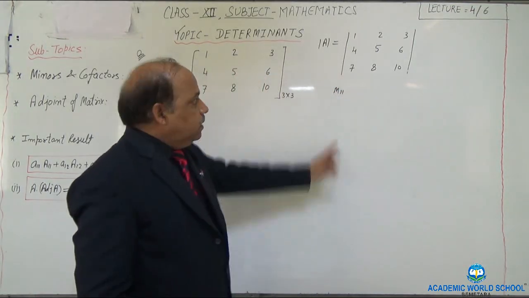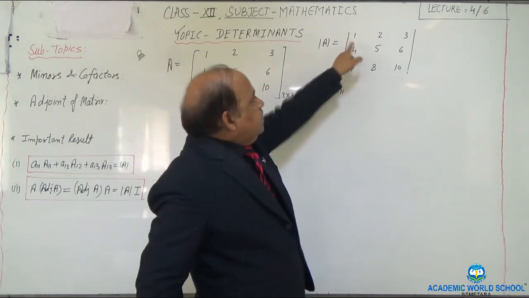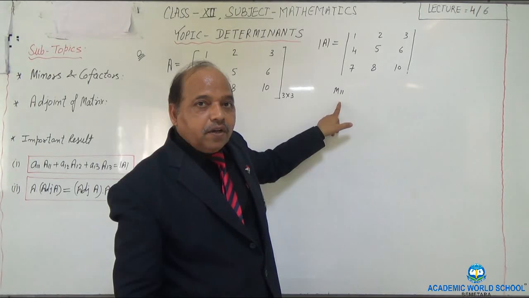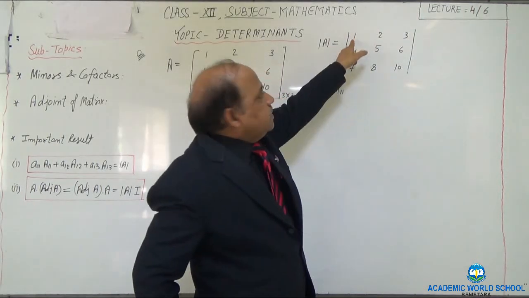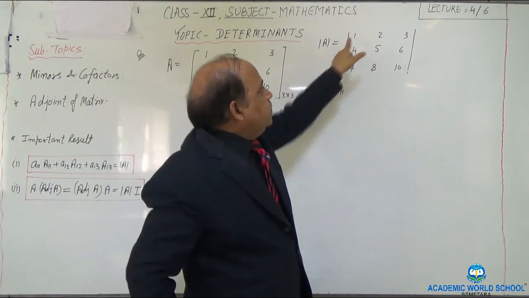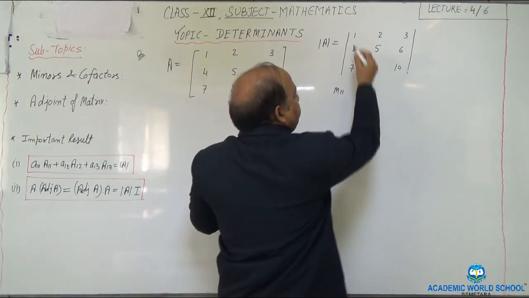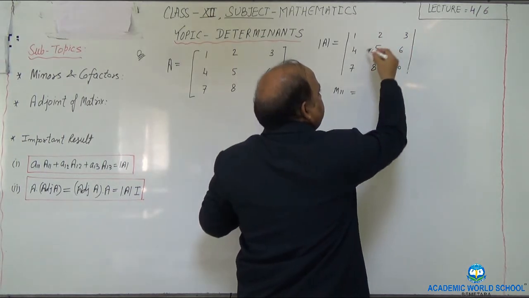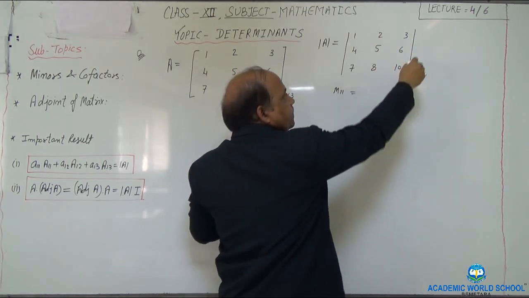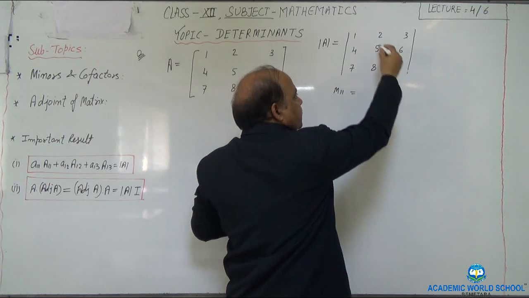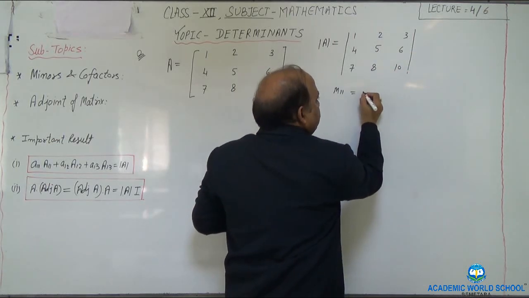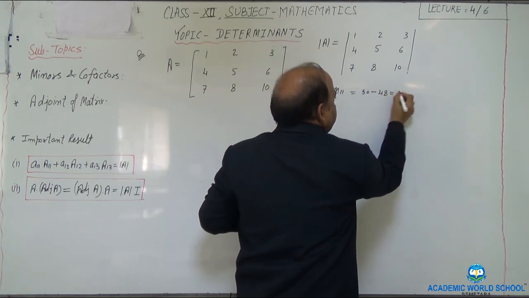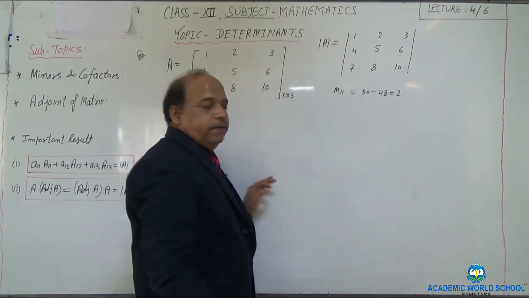M11 means minor of that element which belongs to first row and first column. This is the element, its minor we are writing. So the minor will be, leave this part, leave this part. So what is left? This part is left. Please understand, this is what is left. So what will be the value of this? Its value is 10 times 5 is 50 minus, so you will say 50 minus 48. It becomes 2. This is the minor of 1.